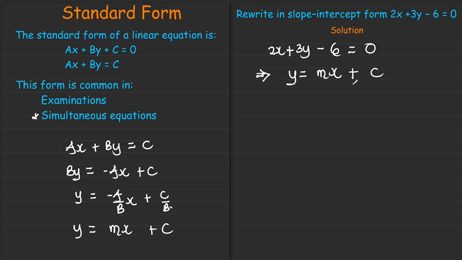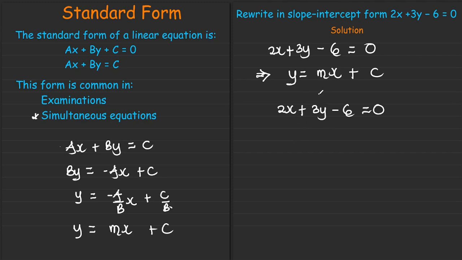That is just making y the subject. The coefficient of y should be what? 1. So with what we have, which is 2x plus 3y minus 6 equals 0, to move so that y stands on its own, we are first of all going to move the 2x, and then we also move the 6 as well.